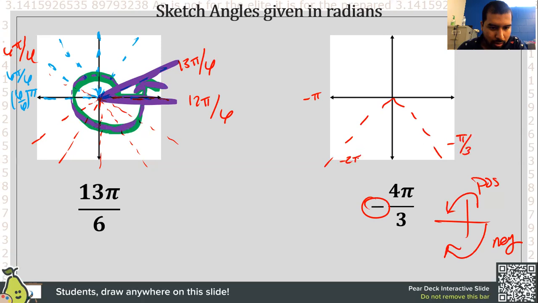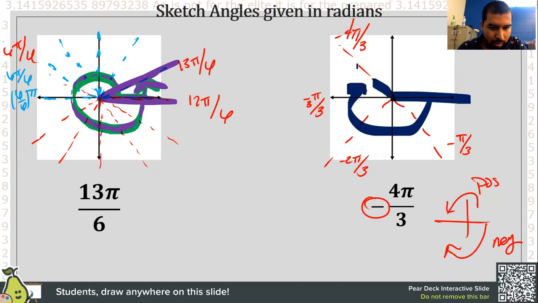This is negative 2 pi over 3. This is negative 3 pi over 3. And one more, this will give me negative 4 pi over 3. So you can see that this right here would be our solution, right? From here all the way over here would be our solution of negative 4 pi over 3.